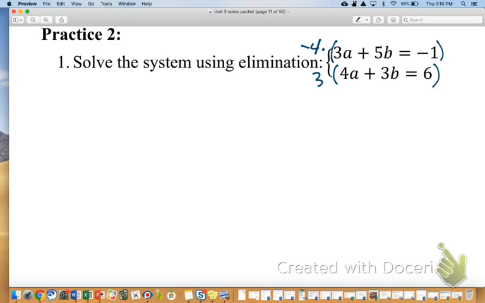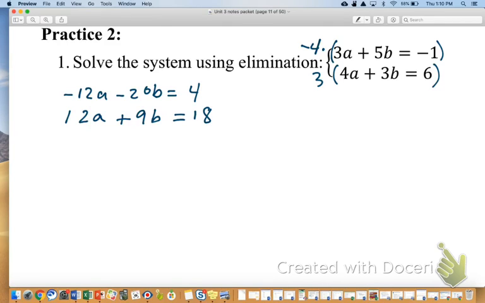Other thoughts, observations? Yeah. So then you get the same negative but opposite, right? Exactly. So let's see this taking shape. If we take Bree's idea, the top row would be negative 12a minus 20b is equal to positive 4, right? Because a negative times a negative is a positive. And then the bottom row would be 12a plus 9b equals 18.